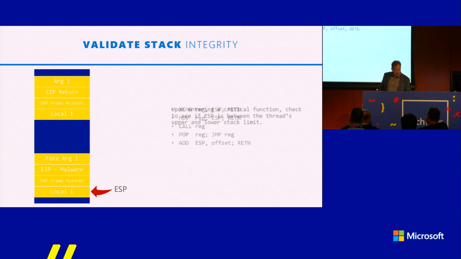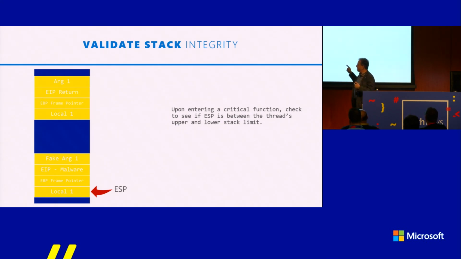So what validate stack integrity will do is this: when you enter into a Windows function, because since we're running code, it has to be inside of Windows, you enter a critical Windows function, we'll just do a quick check. Is the stack pointer actually on a valid stack, or is it just pointing at some random little chunk of memory? And if it's not on a valid stack that's been allocated for the application, we'll chuck it out, not execute the code, and be done with it.